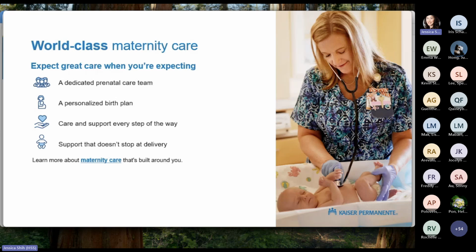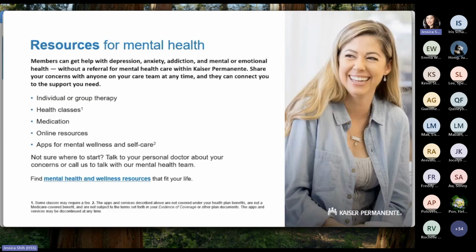Your mind and body are connected. What you think, feel, and do affects your total health, and we are committed to caring for the whole you. We provide clinical and support services for a wide range of conditions, from stress and anxiety to drug dependence and autism spectrum disorders. Our mental health team includes psychiatrists, psychologists, as well as family therapists, licensed clinical social workers, and addiction medicine physicians. And as a Kaiser Permanente member, you don't need a referral for mental health care.